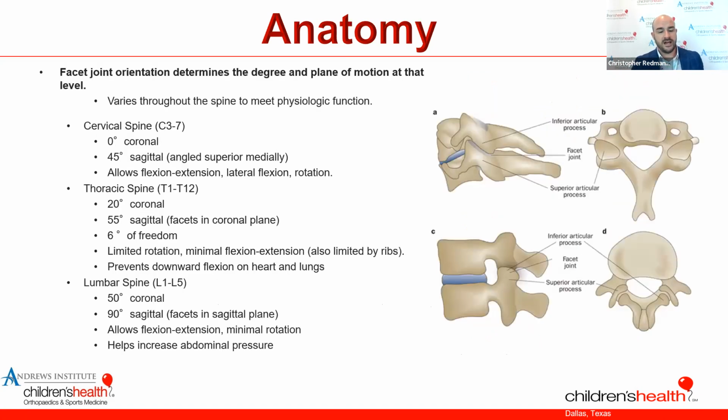When we further look at the anatomy, we've got to look at the joints of the anatomy. So the shape of each vertebrae plays a role in how much motion it can have, and this helps us understand that from an injury perspective.